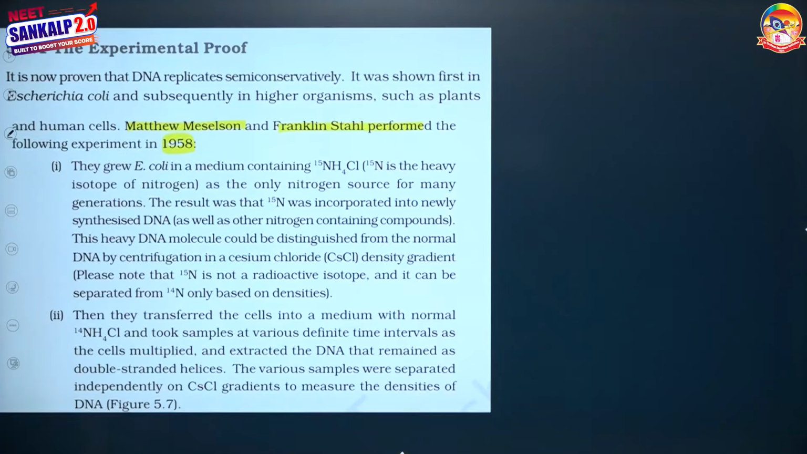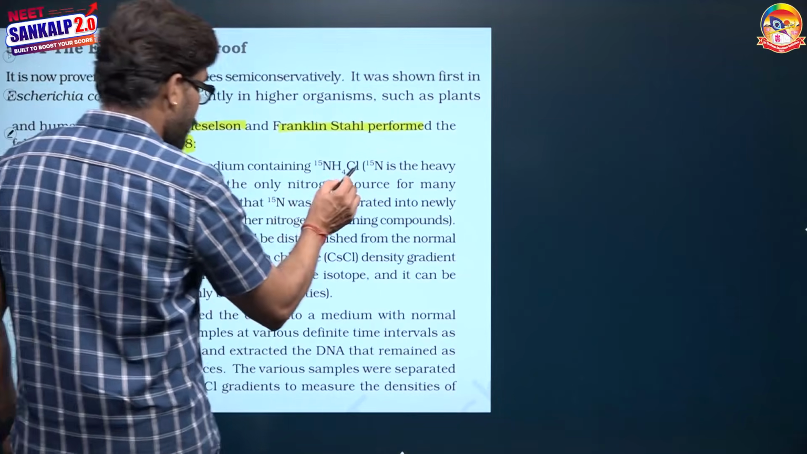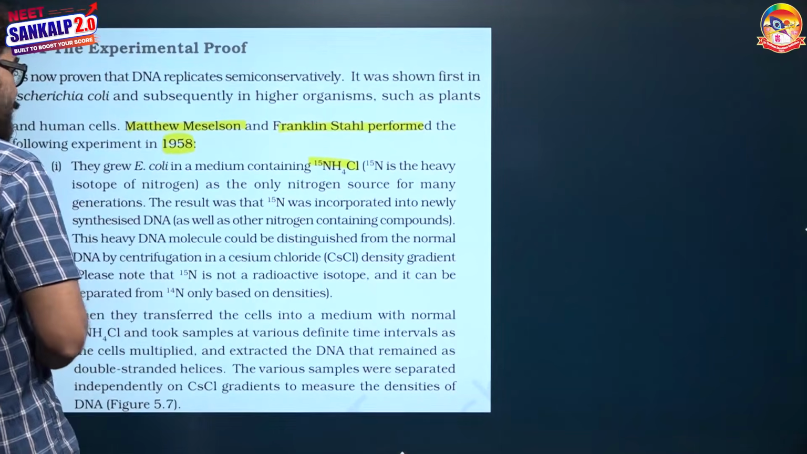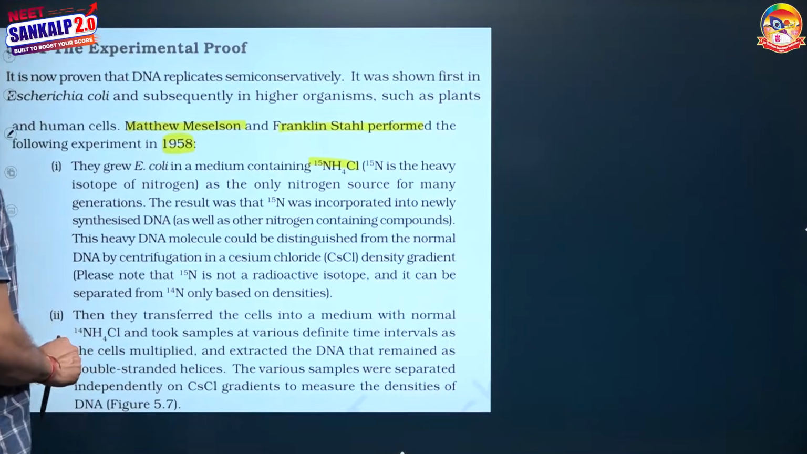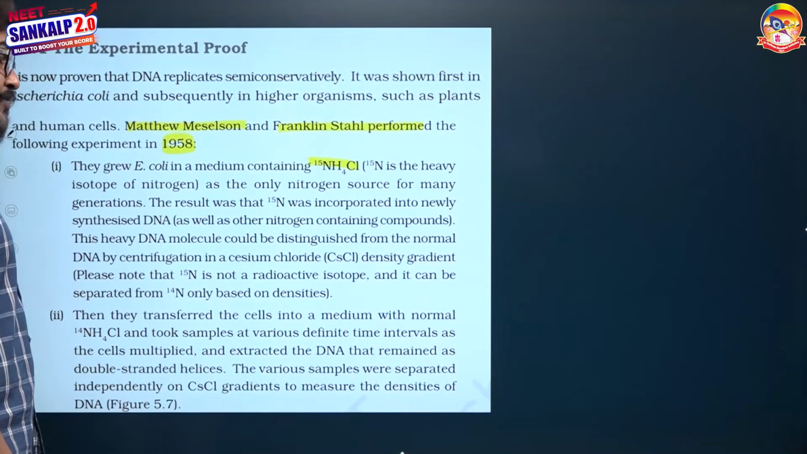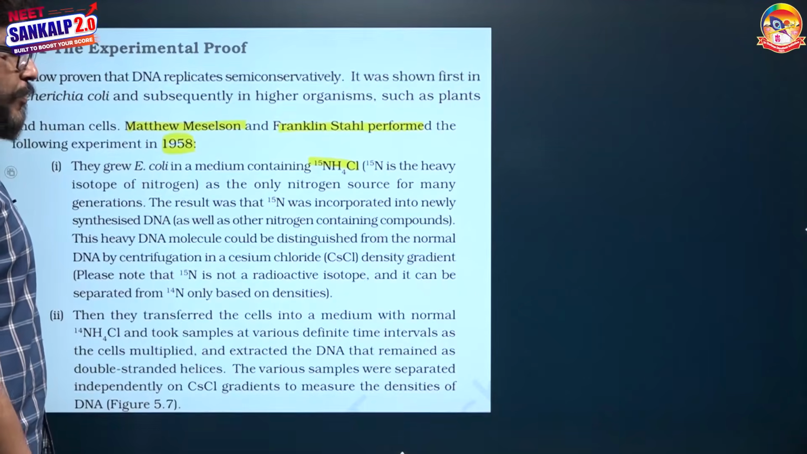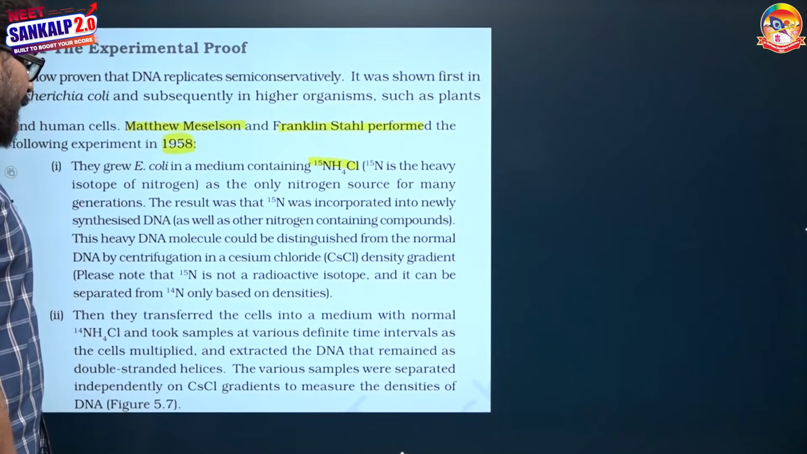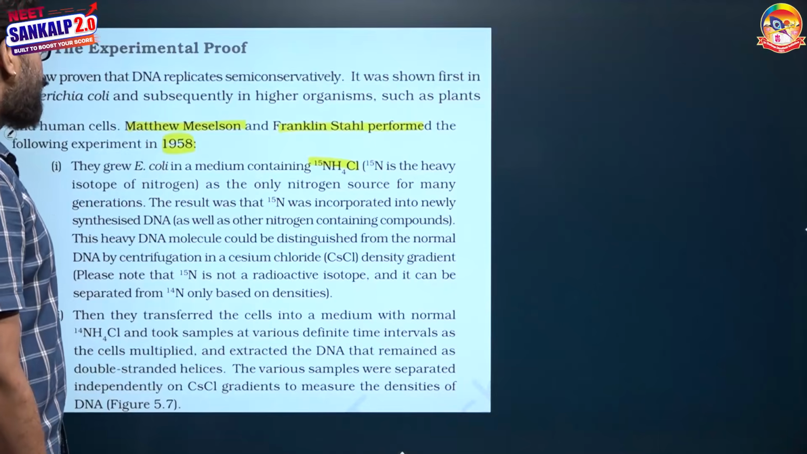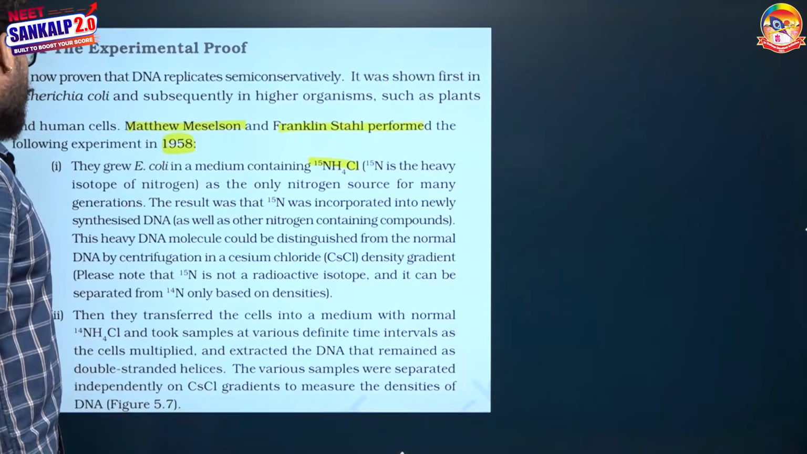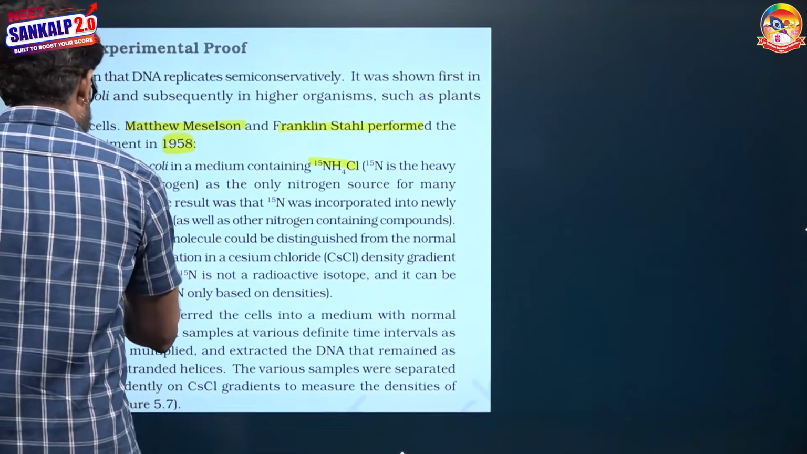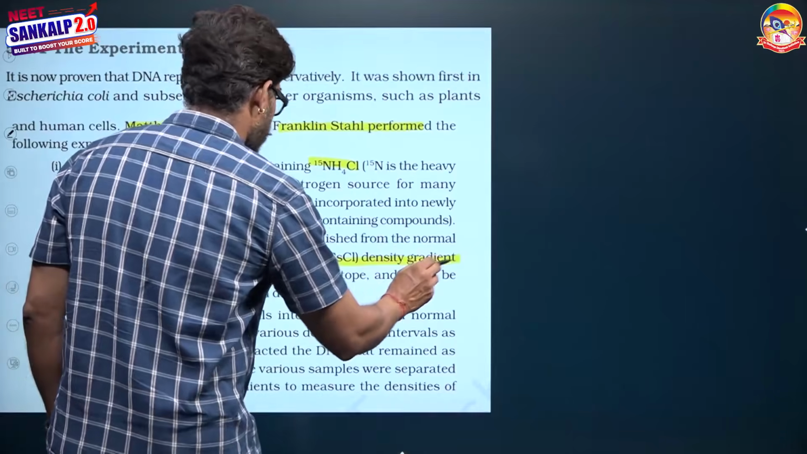They grew E. coli on a medium having nitrogen-15, the heavy isotope, for several generations, so that the entire DNA was replaced by nitrogen-15, and then after that they did cesium chloride centrifugation in a cesium chloride density gradient medium.